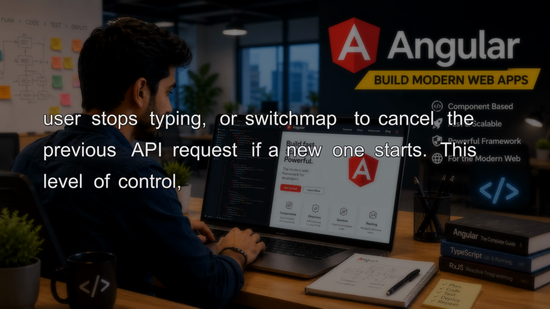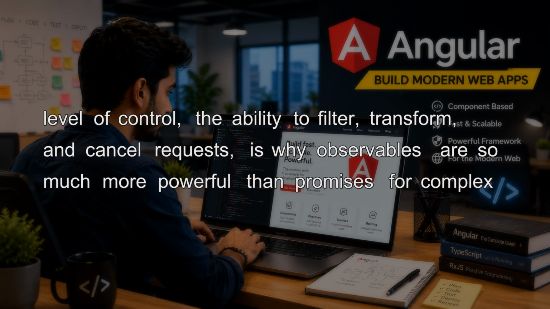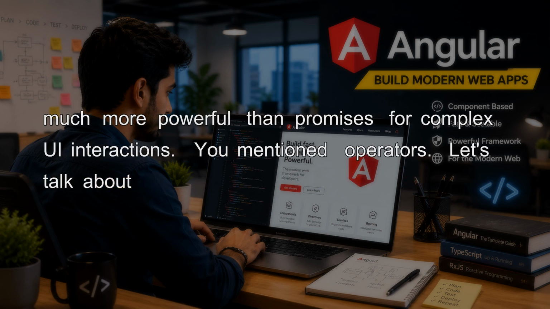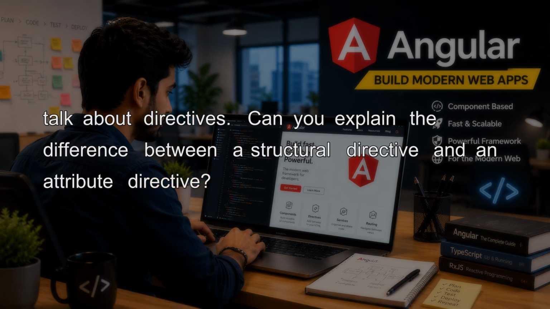This level of control, the ability to filter, transform, and cancel requests, is why observables are so much more powerful than promises for complex UI interactions. You mentioned operators. Let's talk about directives. Can you explain the difference between a structural directive and an attribute directive?